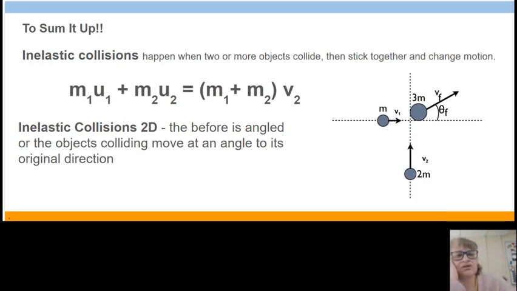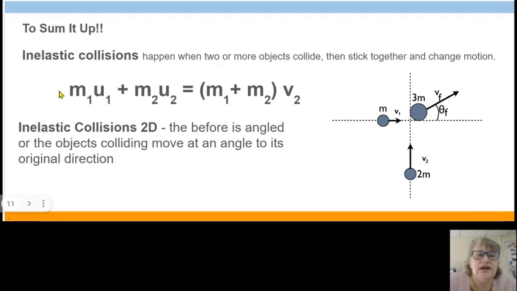Okay? So to sum it up, inelastic collisions happen when two or more objects collide, then stick together, and then change motion. Okay? Usually they collide and either keep moving in one direction, or change directions and move the other direction. Okay. Inelastic collisions in 2D, the before is angled, or the objects colliding move at an angle to their original direction. Okay.